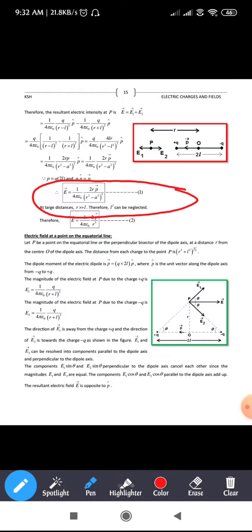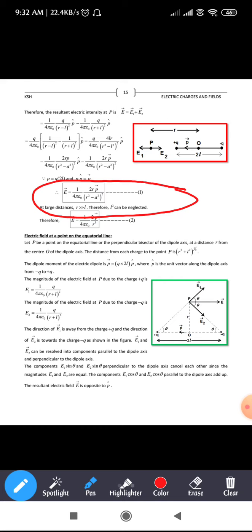What happens when the distance is very large? Which distance is very large, if you ask? That is nothing but if r is very large compared to L. So just go through the figure. R is the distance from the center of the dipole to the point where we need to find the electric field, and L is the distance from the center of the dipole to any one of the charges, either from the center to plus q or from the center to minus q. That is the distance L we call.